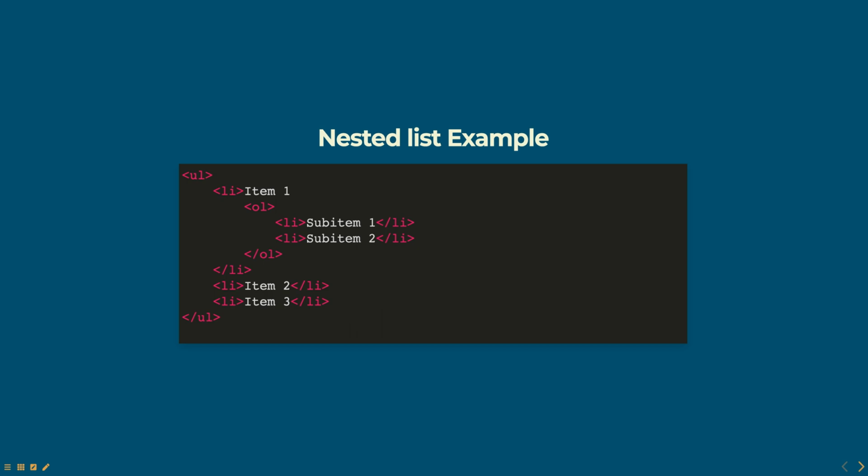In summary, lists are used to organize and present information in a structured way in HTML. There are 2 types of lists in HTML, ordered lists and unordered lists. Ordered lists are created using the OL tag and unordered lists are created using the UL tag. Both types use the LI tag to mark the list items.